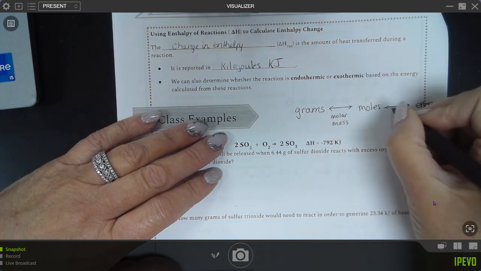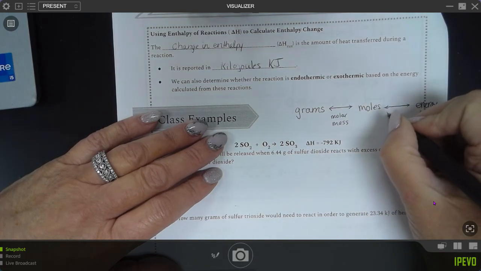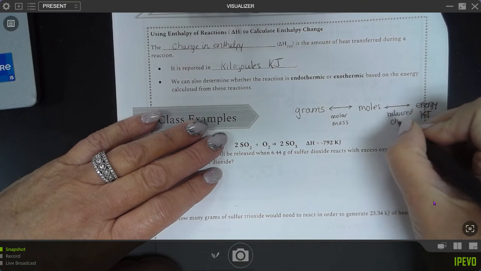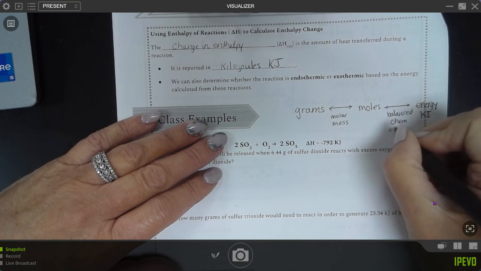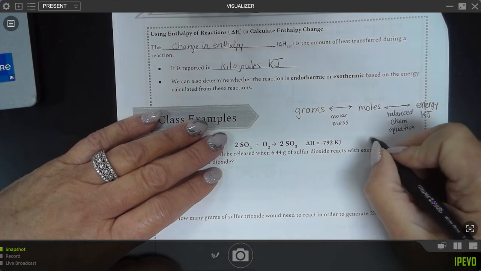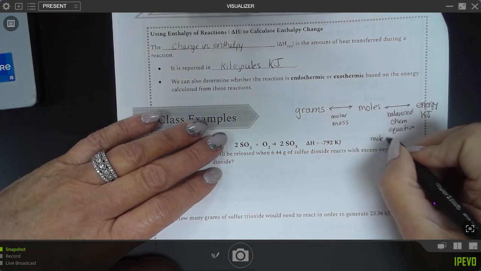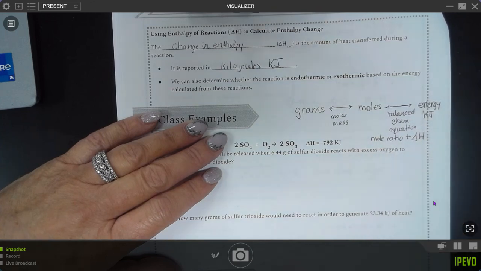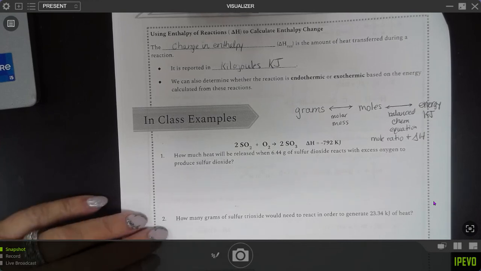And here, moles to energy, we're going to use our balanced chemical equation. And we're going to kind of combine mole ratio and our change in enthalpy. Okay, so let me show you how that works.